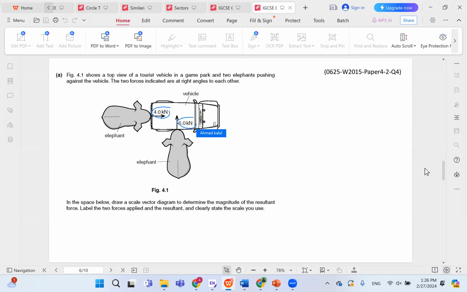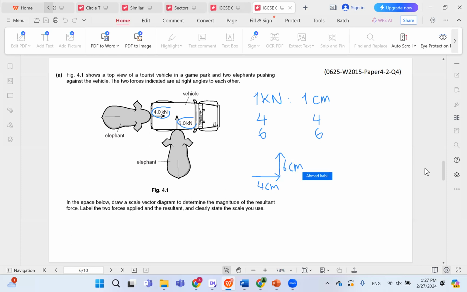So you can simply state that 1 kilonewton corresponds to 1 centimeter. You don't need to convert anything here. So 4 kilonewtons would be 4 centimeters, and 6 would be 6 as well. Now let's draw the vectors. This would be 4 centimeters, and then this here would be 6 centimeters.